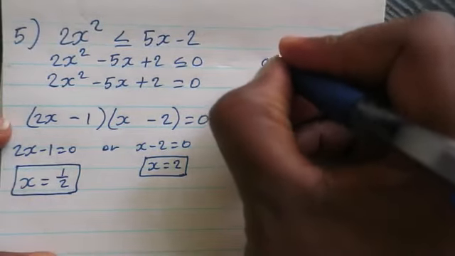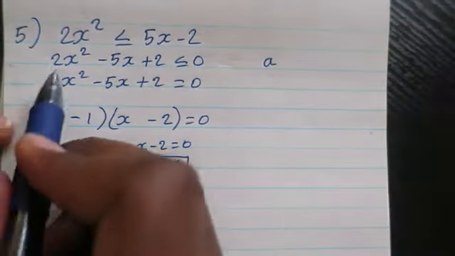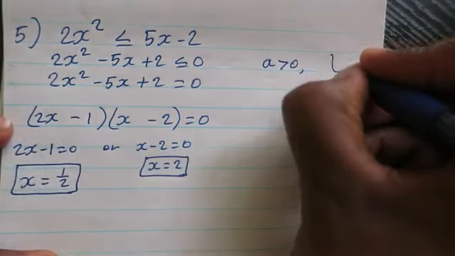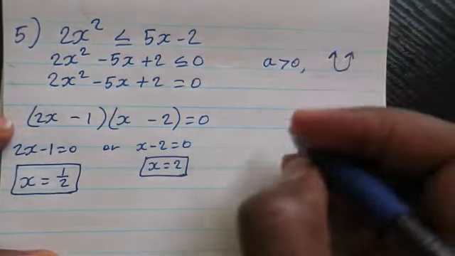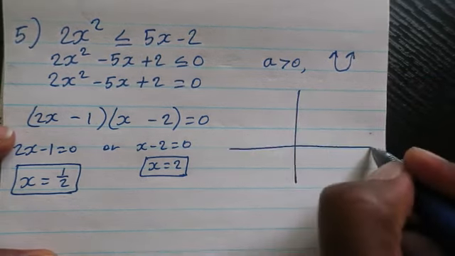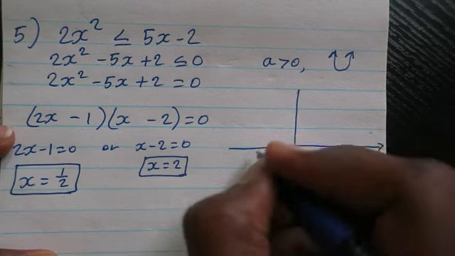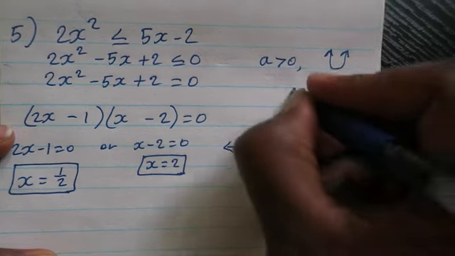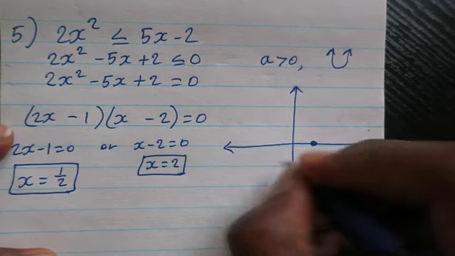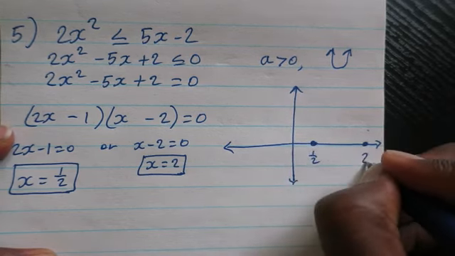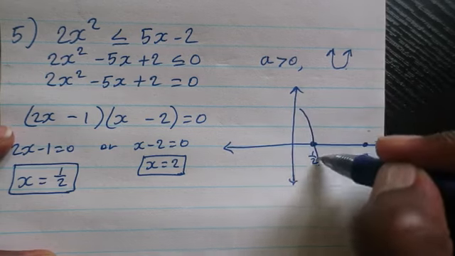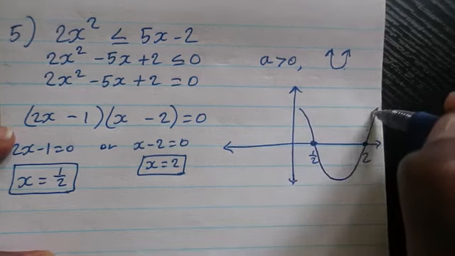So what you do is you look at your a value. My a value is positive, so that means your shape faces up and it's gonna pass through the 2 points here. One half would be up here somewhere, and 2 would be up here, and of course the parabola opens up. This is a random sketch.